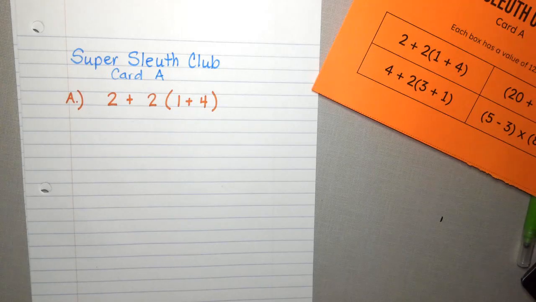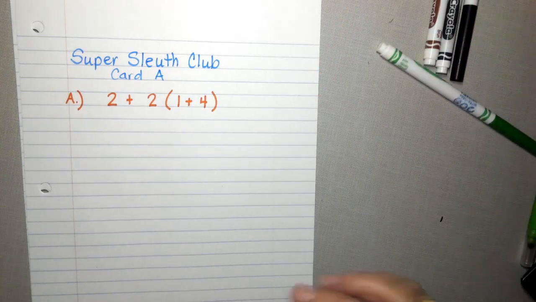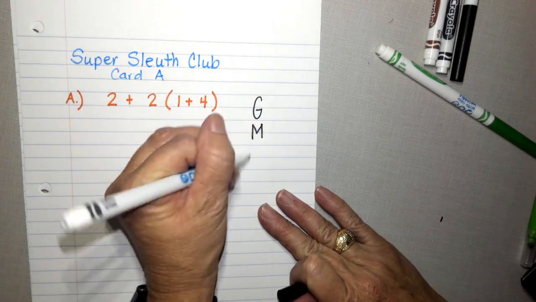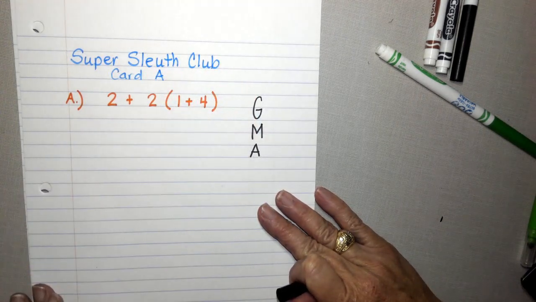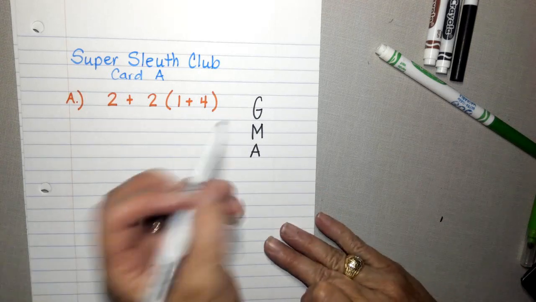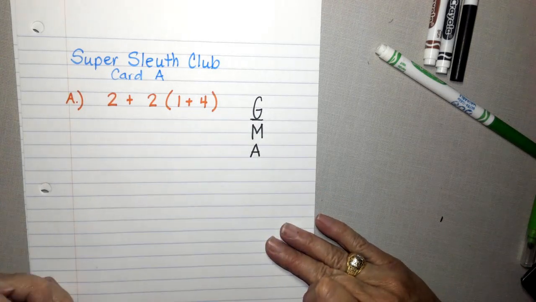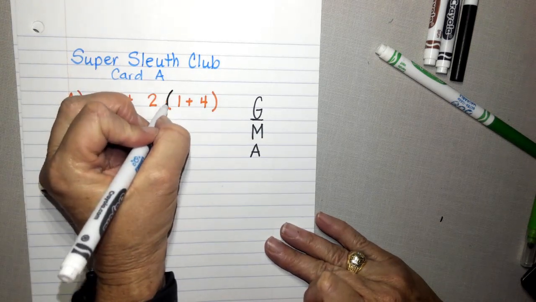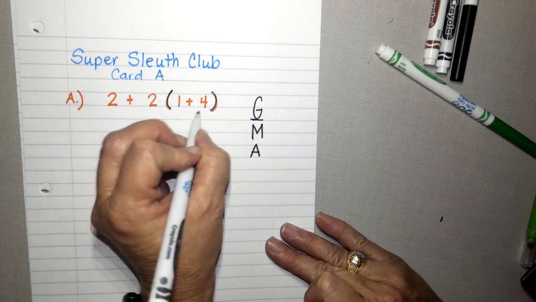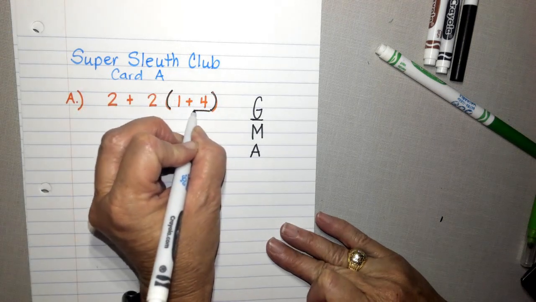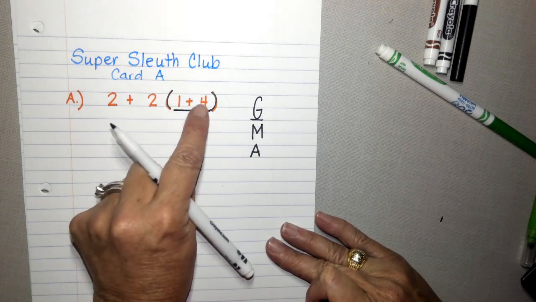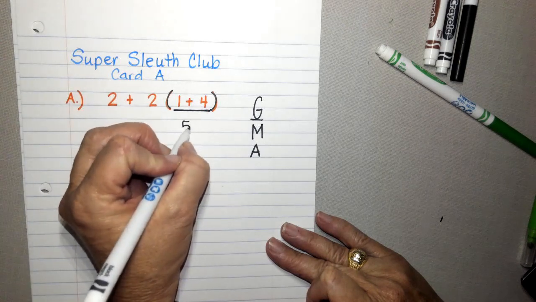And since this is a new process, I always like to start with a little to-do list. G, M, A. And so the first thing I'm looking for are any grouping symbols. So as I scan my problem, I see the grouping symbols right here, the parentheses. And when I see my grouping symbols, I like to underline that piece because that's the piece I will solve first. So I'm going to solve 1 plus 4, and 1 plus 4 is 5.